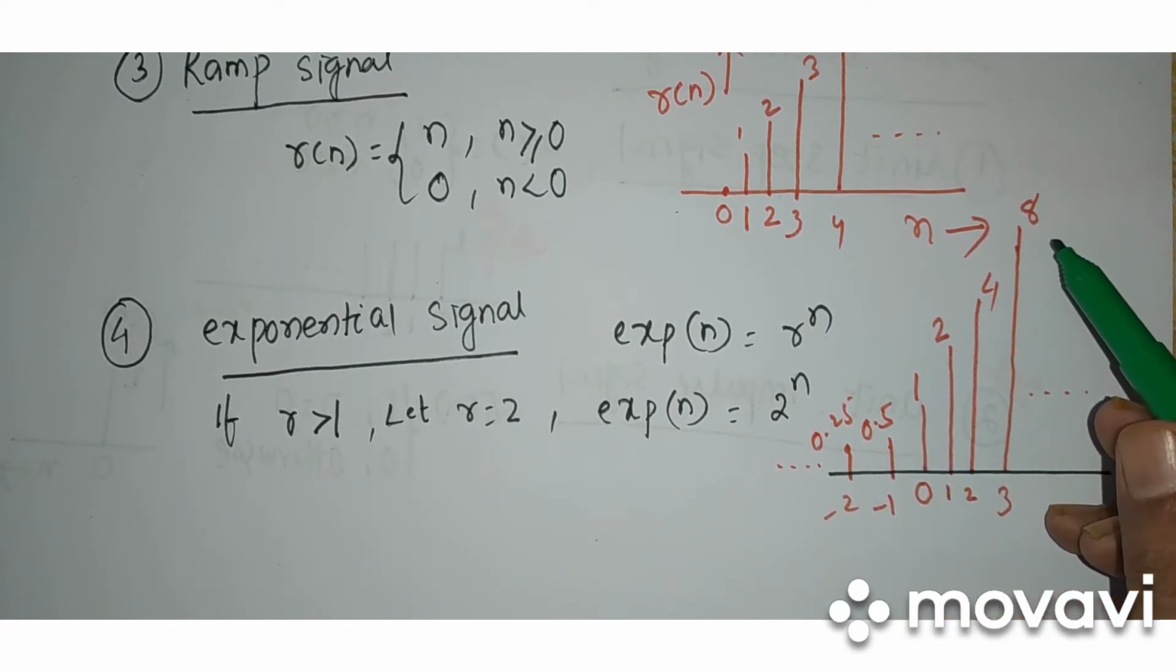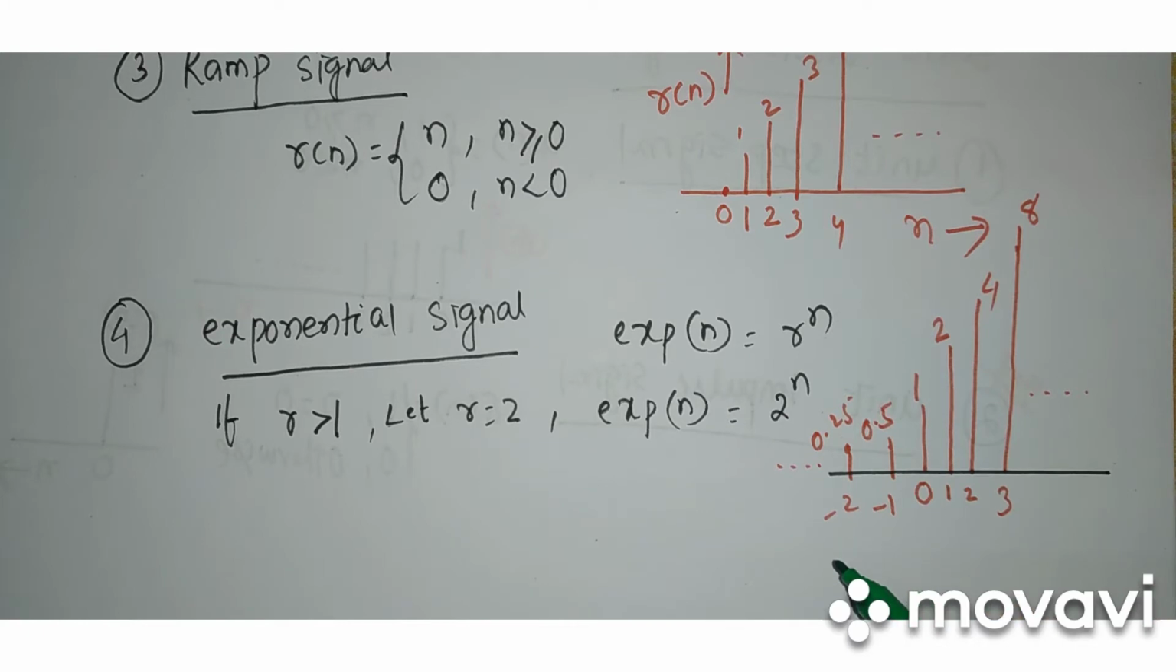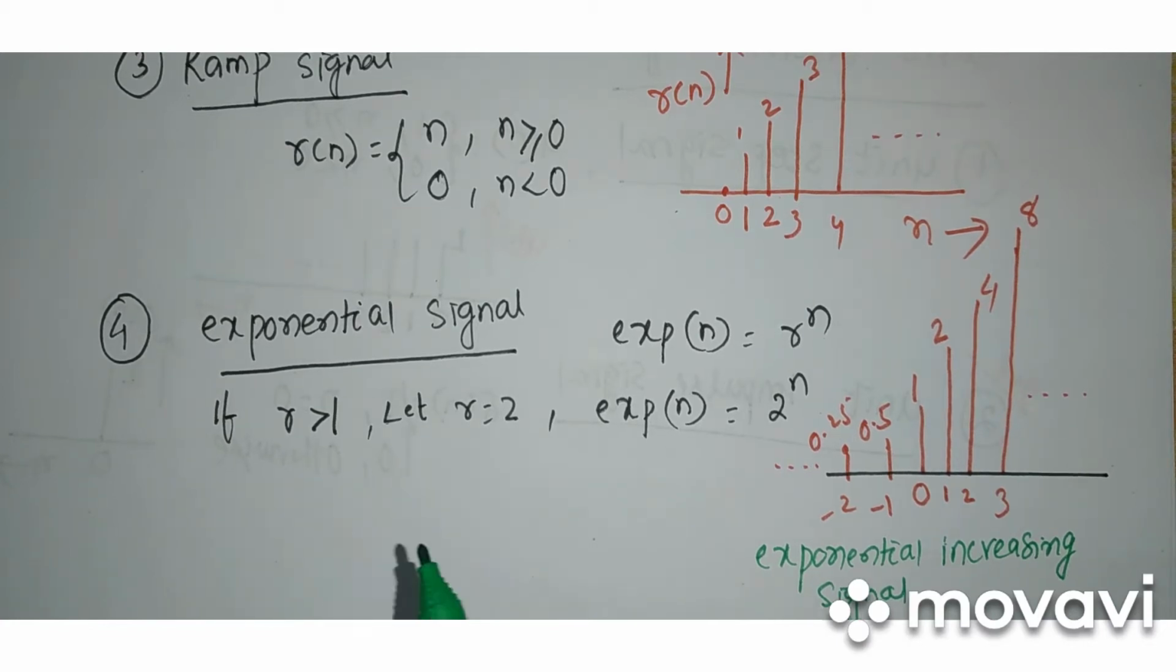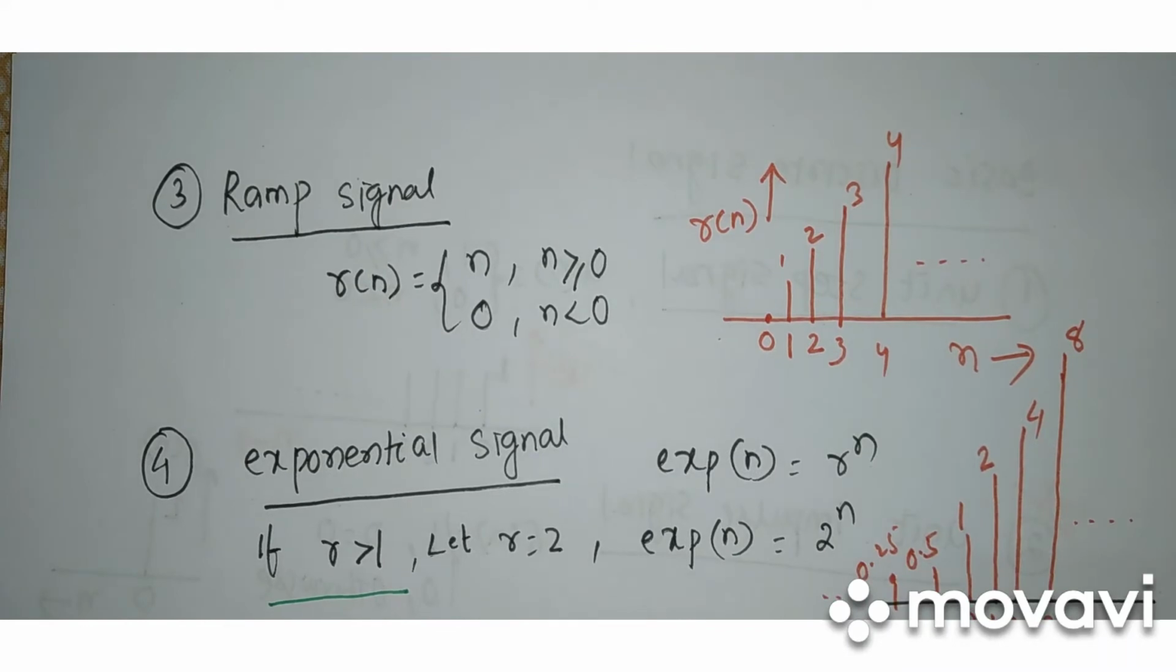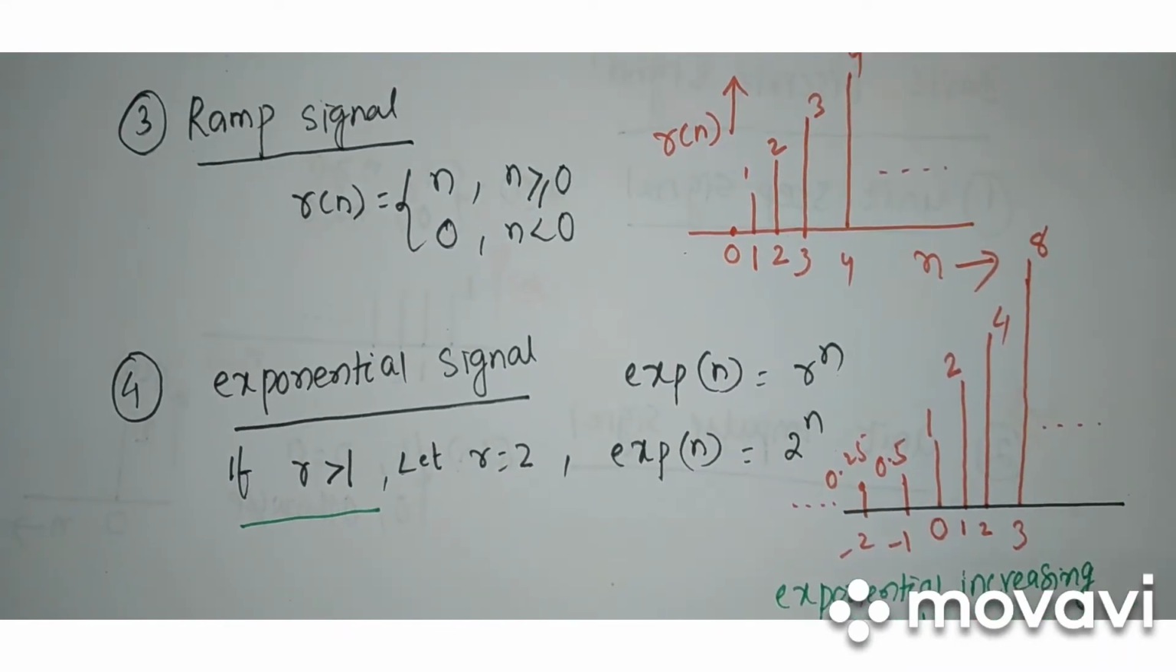Now if you see this plot, how it is looking, from small value it is going up to high value. So we can say it's a exponential increasing signal. This is your exponential increasing signal. Okay, this is when r greater than 1. Clear? When r greater than 1, you are getting a exponential increasing signal.